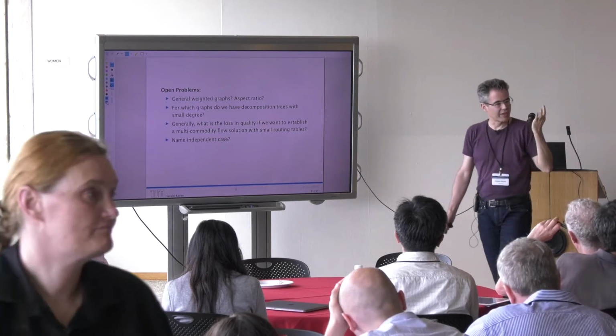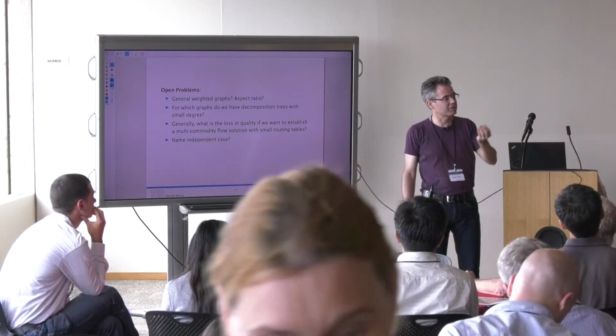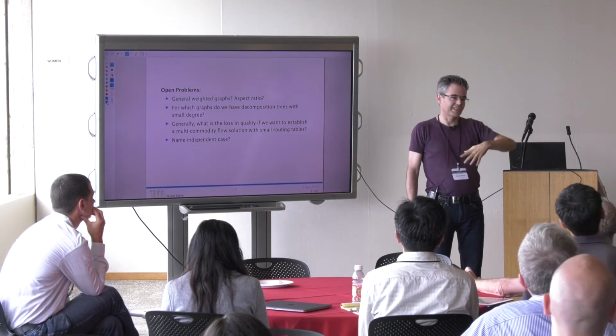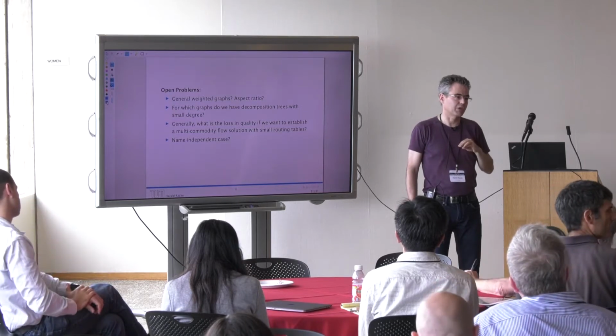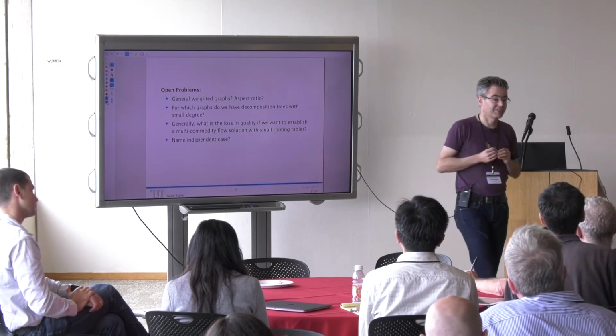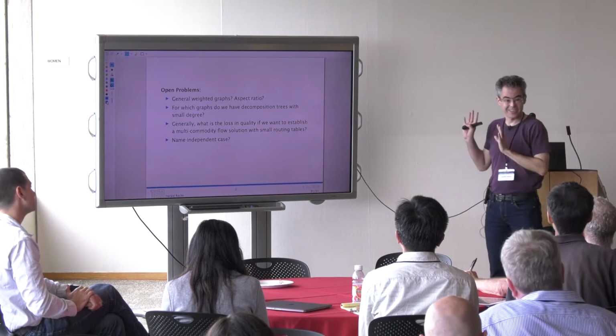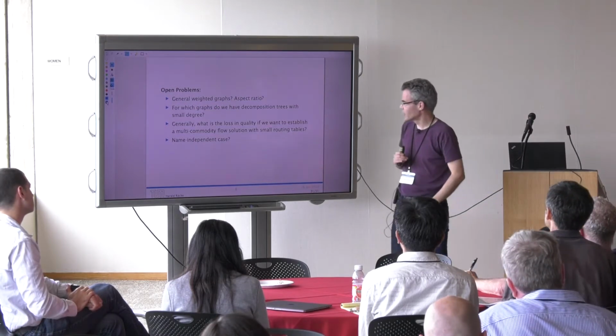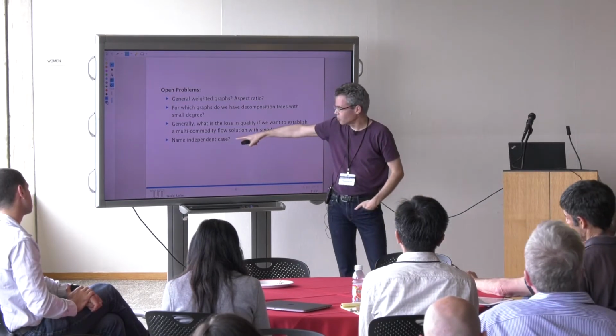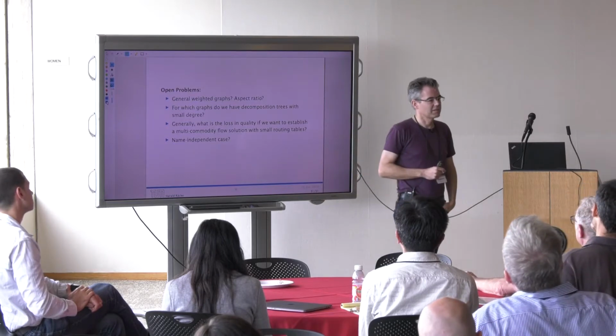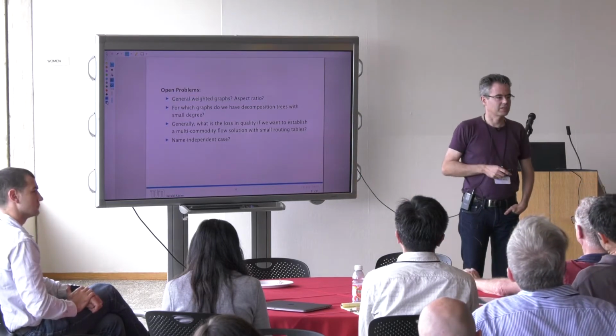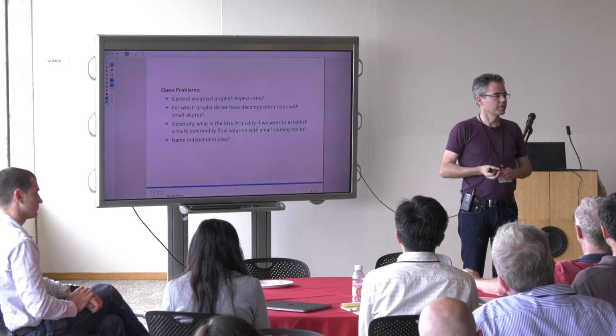That's basically for every multi-commodity flow, you can transform it into something that has a little bit higher congestion and small routing tables. But that's just a question. I didn't think a lot about this. And then, of course, here the question would be what to do in the name-independent case. This also is completely unclear. OK, thanks.